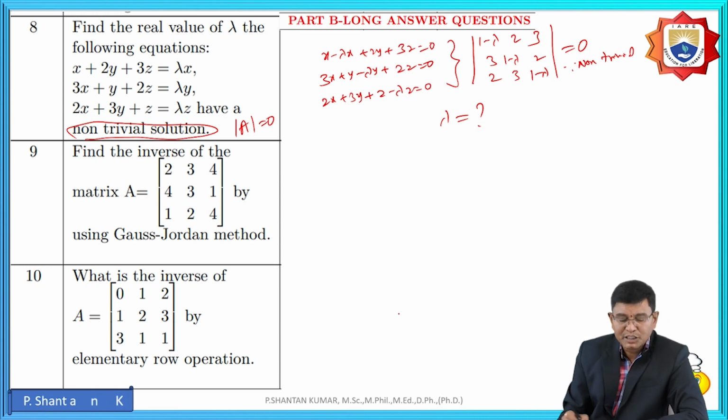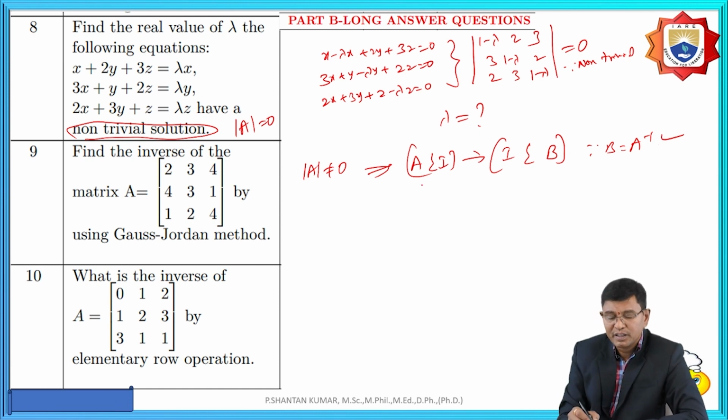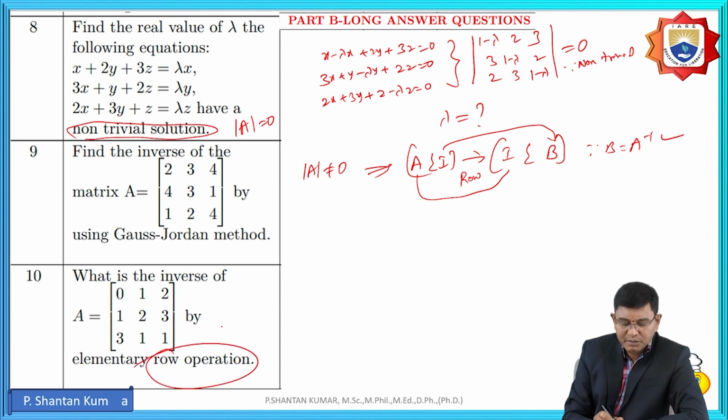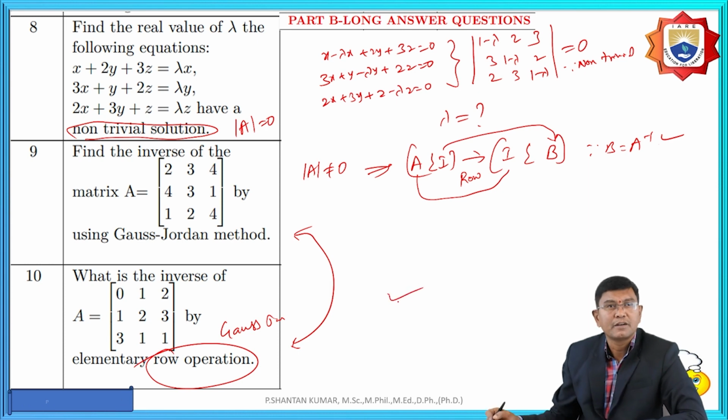Next, find the inverse of the matrix by Gauss-Jordan. Here also, find that the determinant of A is not equal to 0. And again, take A and also I. Then find out, since B is equal to the inverse of the matrix, by applying row operations the given matrix A is reduced to I, and I is reduced to the inverse. We need to apply row operations only. And the second one, what is the inverse of the matrix? It is also the same. Indirectly, row operations are nothing but the Gauss-Jordan method.